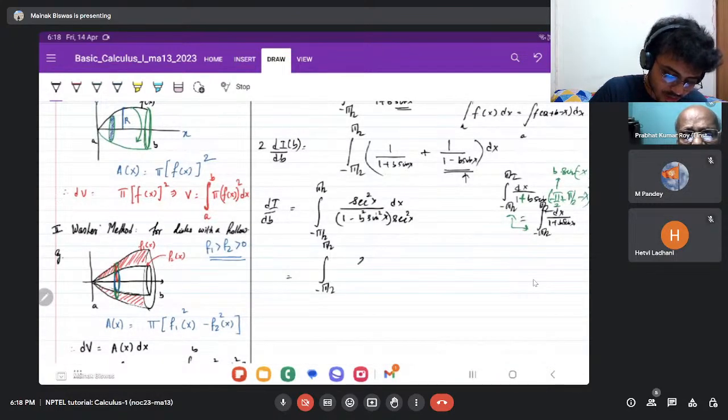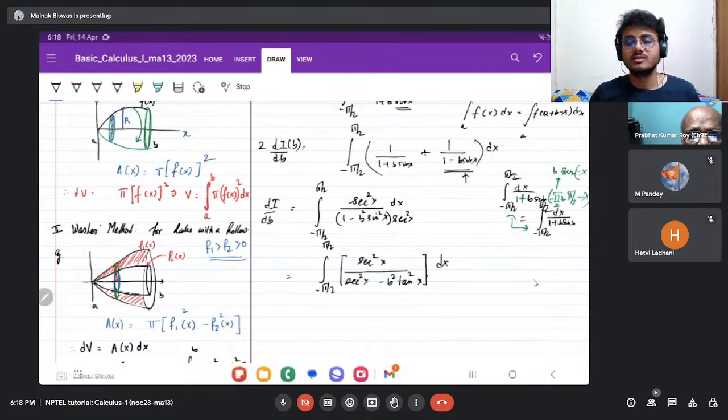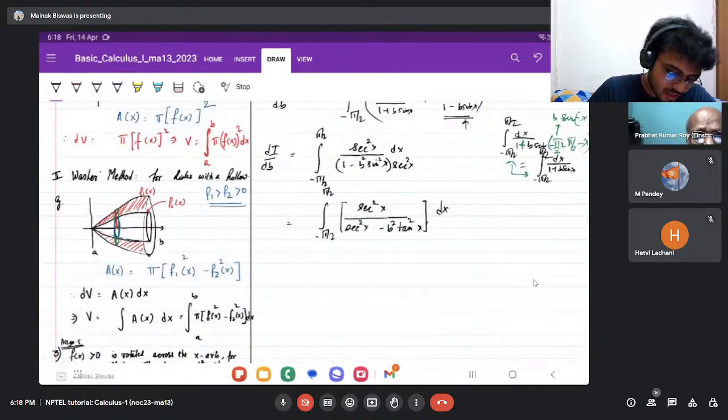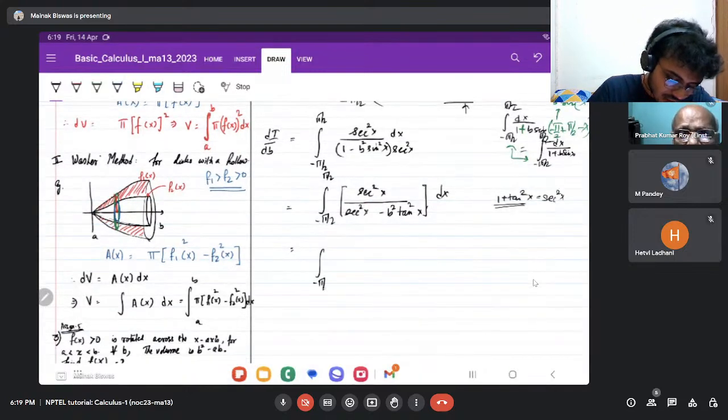So this would become sec square x dx. So you will have sec square x minus b square tan square x, right? This will be your function. And then, you remember, 1 plus tan square x is sec square x. So I will just replace sec square x in the denominator by 1 plus tan square x. Very useful substitution to do. Limits minus pi by 2 to pi by 2.